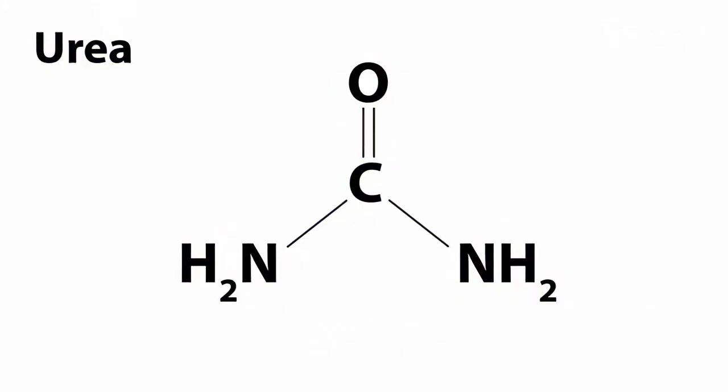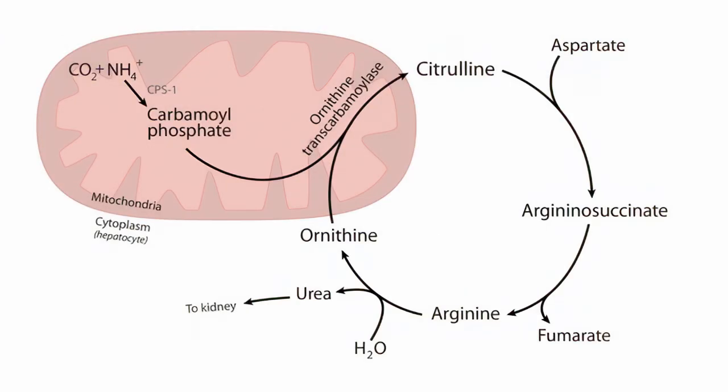So urea is made in the liver. Now, first of all, you need to know what urea looks like. It's a carbon molecule with a double bonded oxygen and then the NH2 on either side of that carbon. So the rate-limiting enzyme for the urea cycle is carbamoyl phosphate synthetase 1. And it's found in the mitochondria.